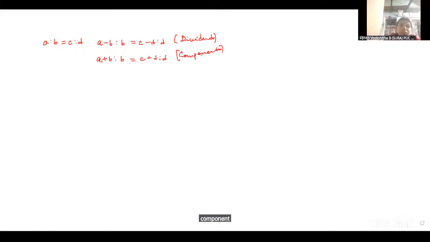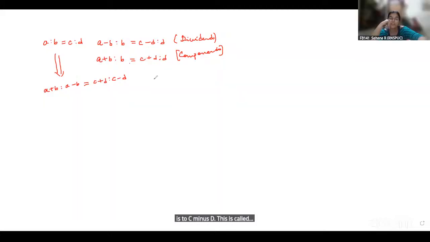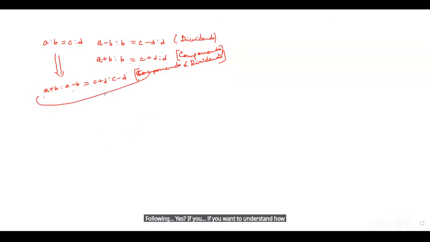If I merge both, A plus B is to A minus B is equal to C plus D is to C minus D. This is called componendo dividendo. Correct? First I have componendo, then I have dividendo. So it is called componendo and dividendo. Are we clear? Yes, sir. Everyone following? Yes, sir.